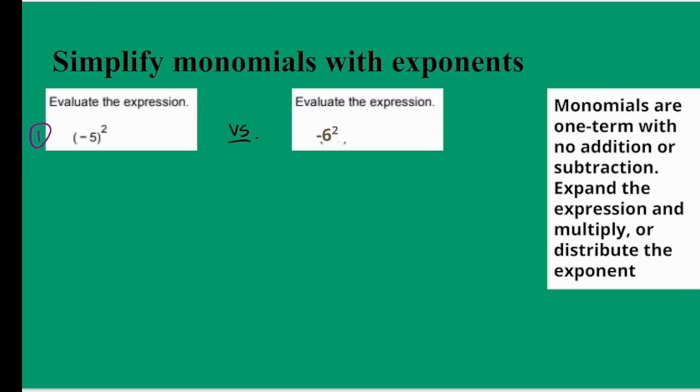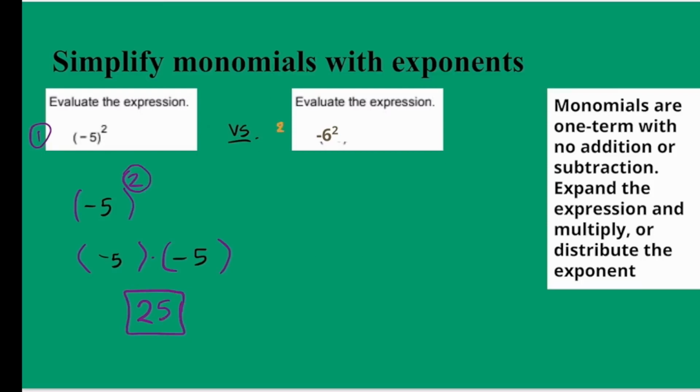So for number 1, that exponent 2 is directly on top of parentheses. What that means is that you're going to take those parentheses and multiply them 2 times. If -5 is inside those parentheses, then you would do -5 times -5, which is positive 25, and that would be your answer.